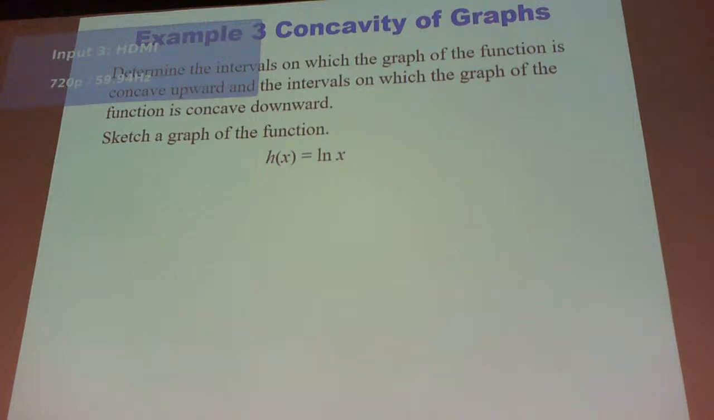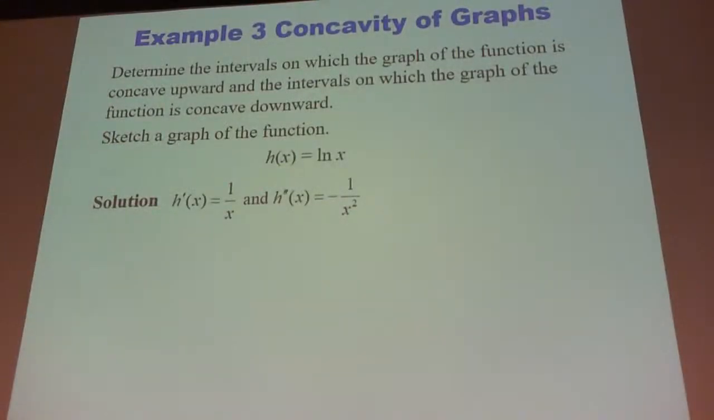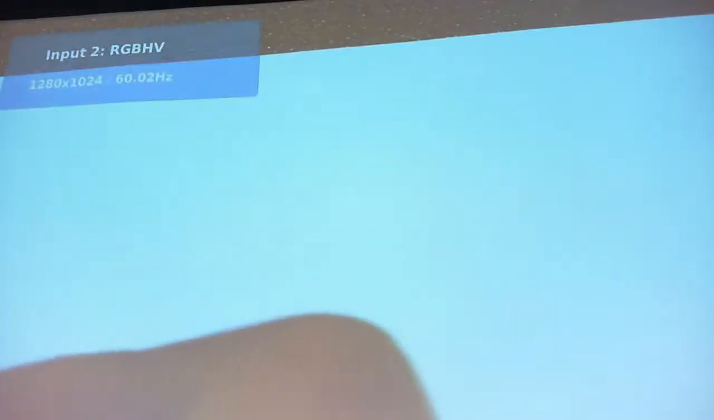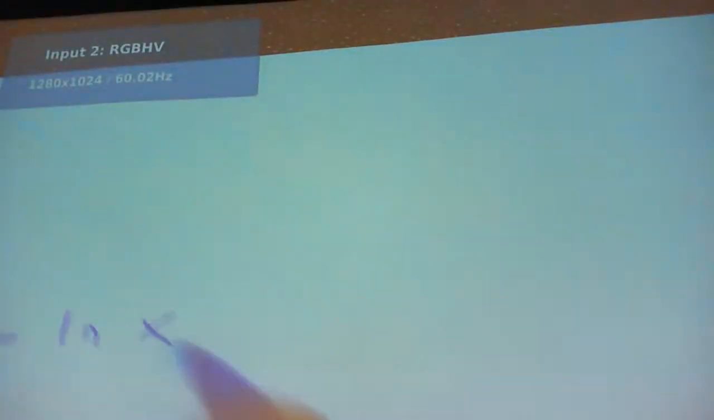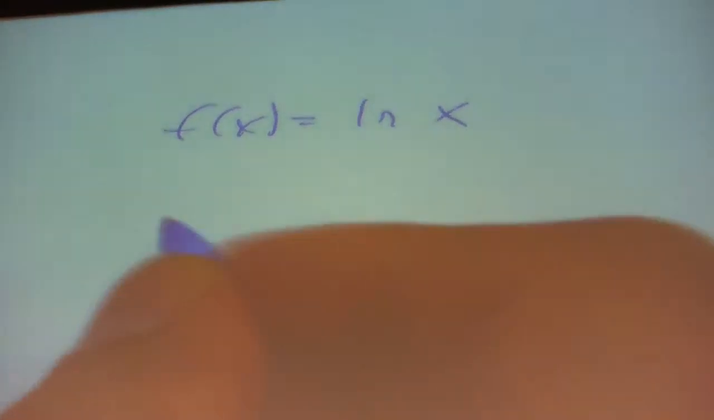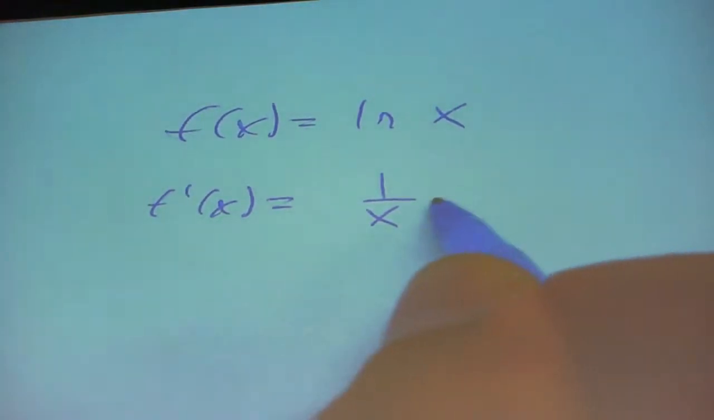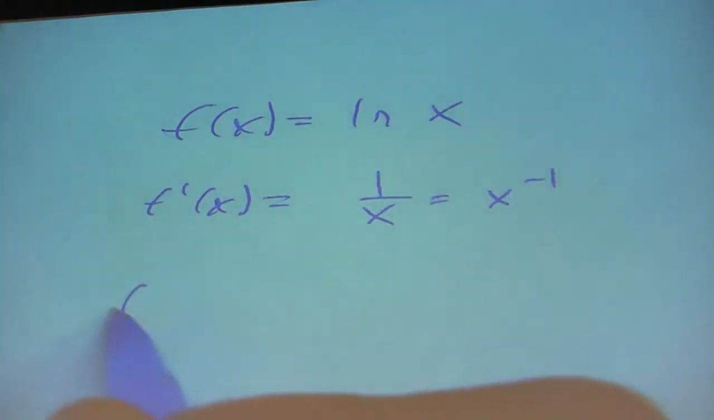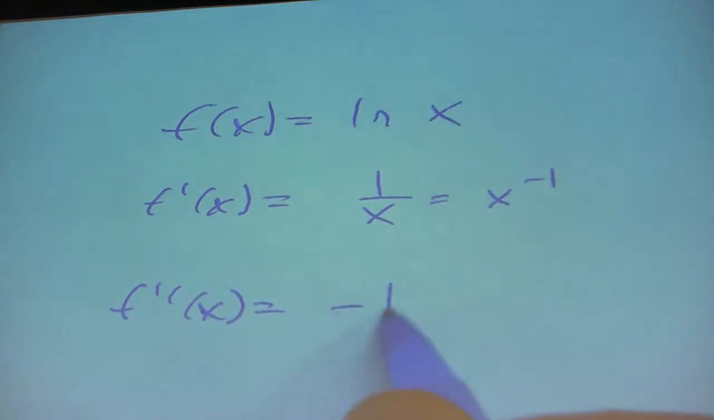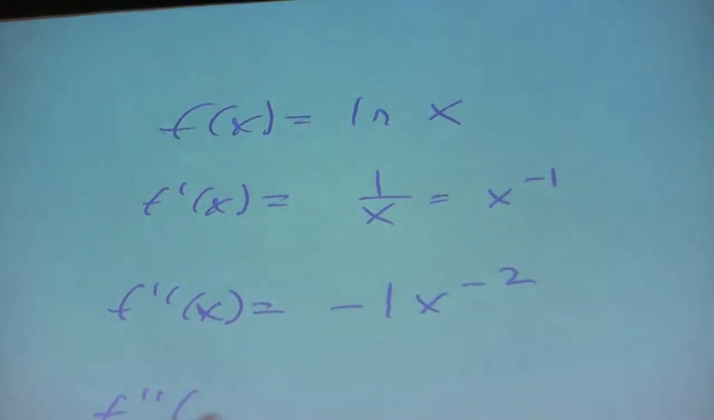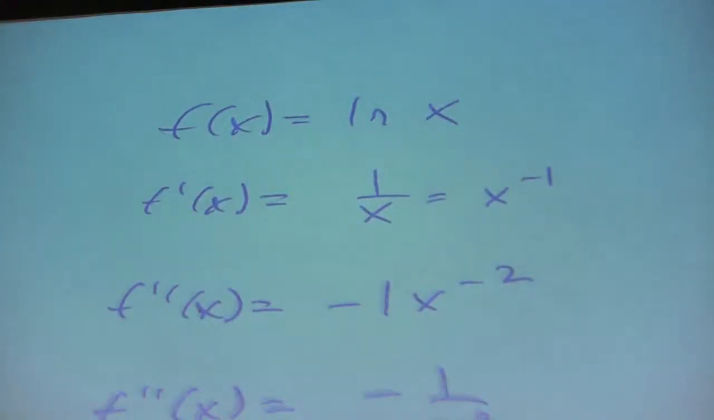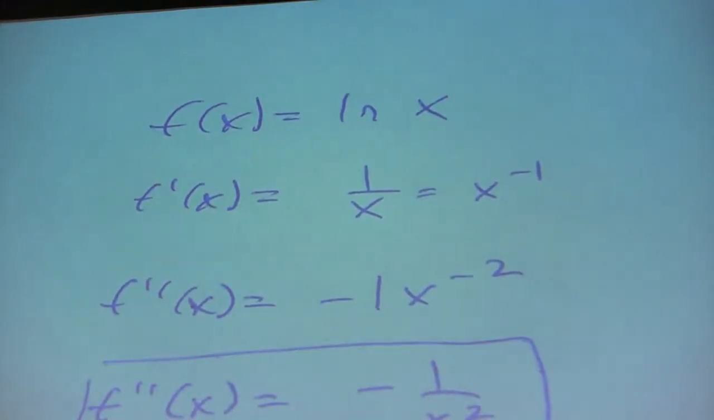Now, if I had ln of x, and I took the second derivative, let's go ahead and work that out. So if I had ln of x, remember from previous sections, the first derivative of ln of x is 1 over x. And then to take the second derivative, I'd rewrite that as x to the -1. So the second derivative will be -1 x to the -2. The second derivative would be -1 over x squared. So we need to know our derivatives.